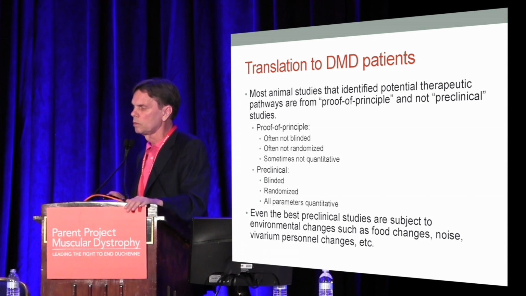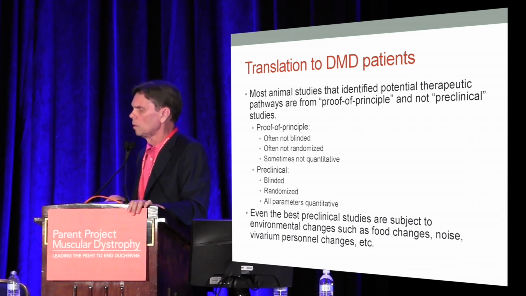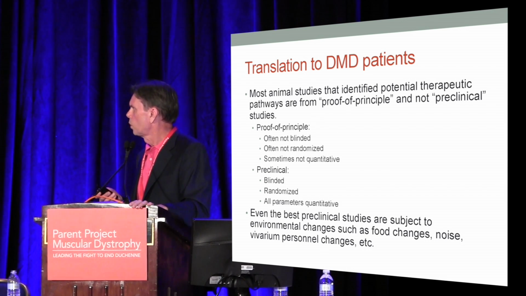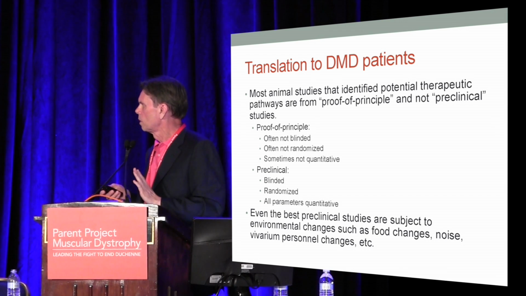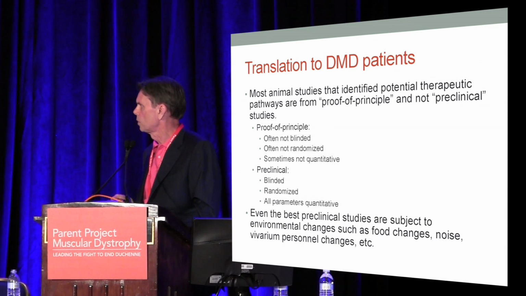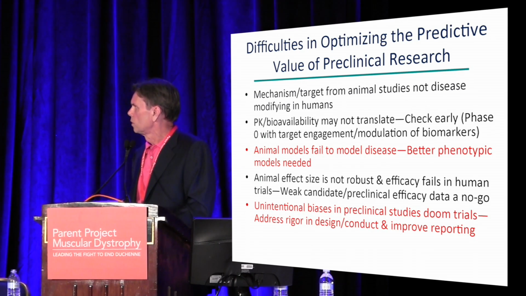And if it's really going to foreshadow a human trial, then the outcome measures need to be established ahead of time based on what has been seen in earlier studies. And even if you do the best preclinical studies, not every lab's colony is the same, they're not treated the same, and so there are variabilities that make it sometimes hard to extrapolate from one set of experiments to another. So there are many difficulties in optimizing the predictive value of the preclinical research.